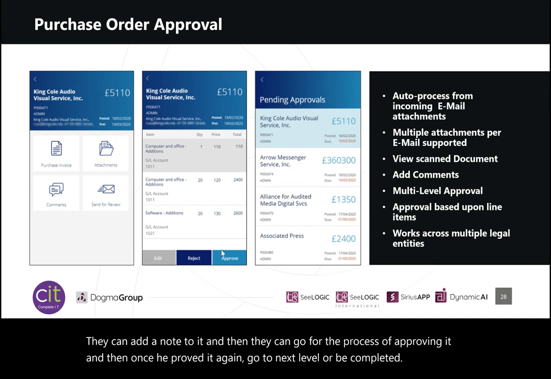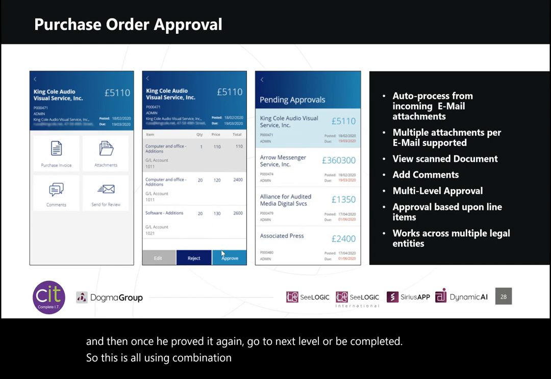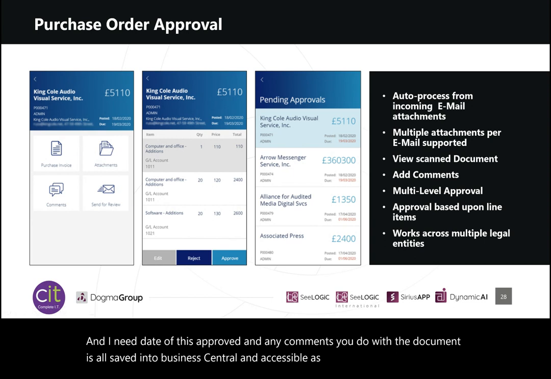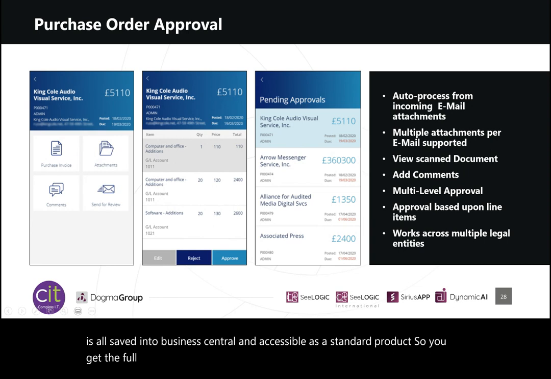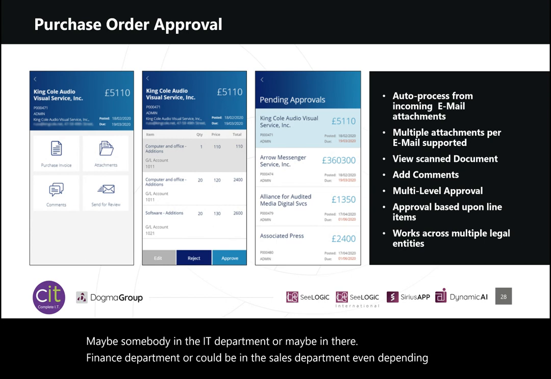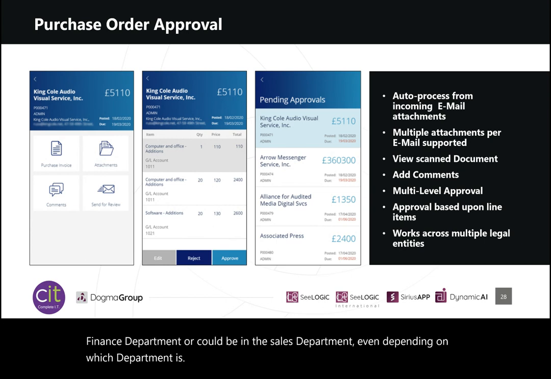So this is all using a combination of Power Apps, Power Automate, which is the flow tool we mentioned earlier, and Business Central. And any data that's approved and any comments you make on a document are all saved into Business Central and accessible as a standard product. So you get that full audit trail from a bookkeeper's or an accountant's point of view as well, even though the user of this app may be somebody in the IT department, or maybe in the finance department, or could even be in the sales department, depending on which department is requesting the supply of goods.